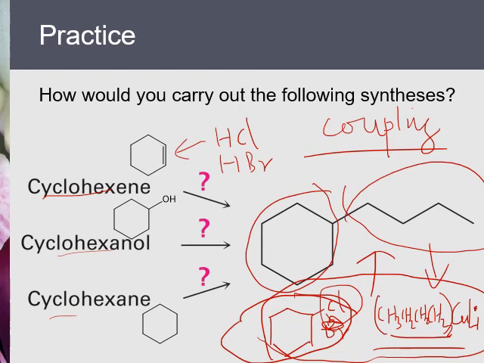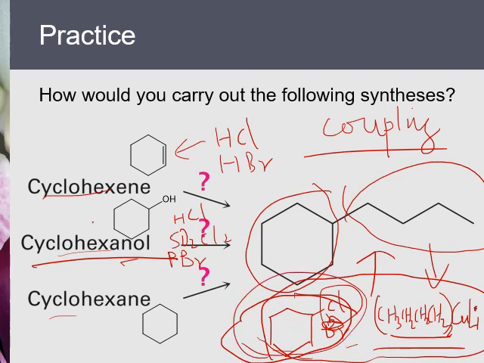Now, how do you make chloro or bromo cyclohexane from cyclohexanol? We learned in this chapter we can make this alkyl halide from alcohol by substitution reaction. If it's tertiary, we add HCl. If it's secondary or primary, we need to use thionyl chloride or phosphorus tribromide. So that's how you make alkyl halide from alcohol.